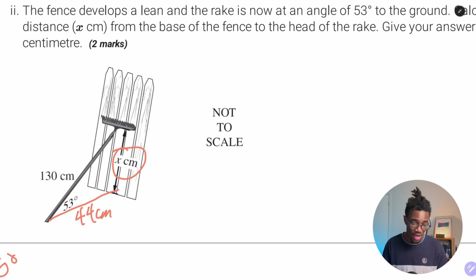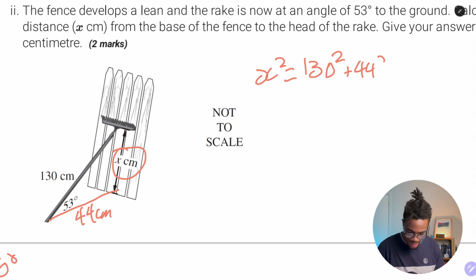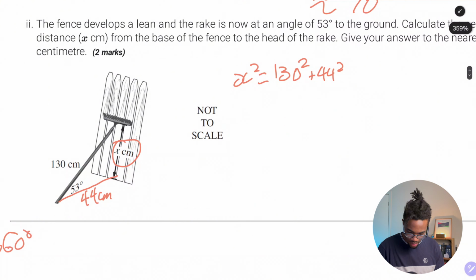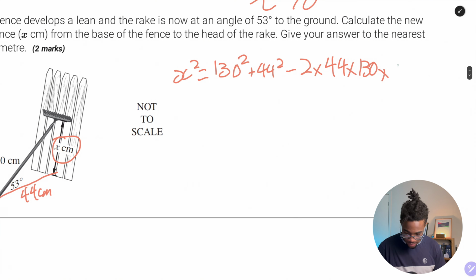Got the ice cream cone shape. We're going to use the cosine rule. So x squared is equal to 30 squared plus 44 squared, minus 2 times 44 times 130 times cos 53 degrees.